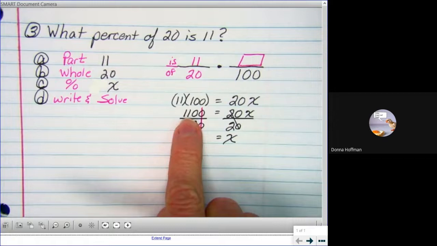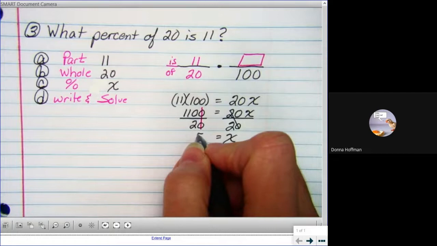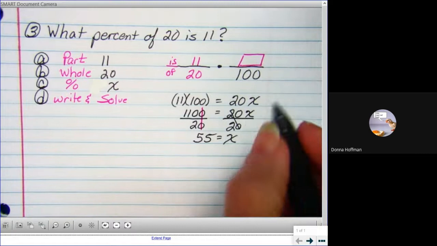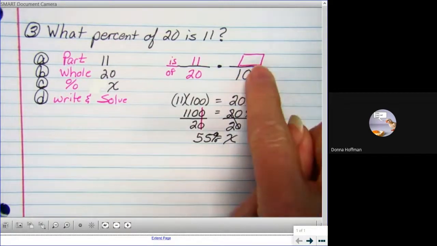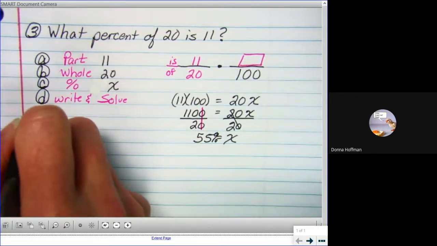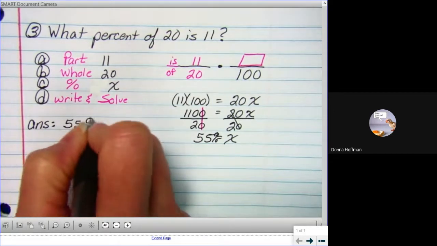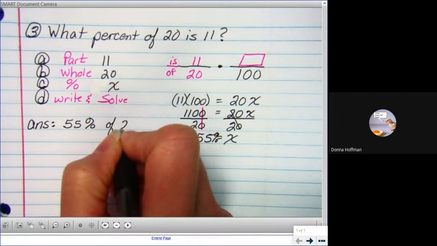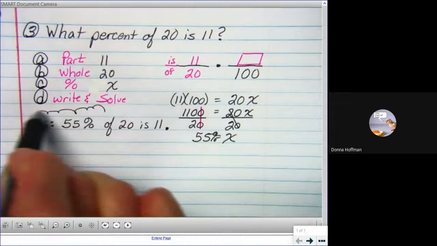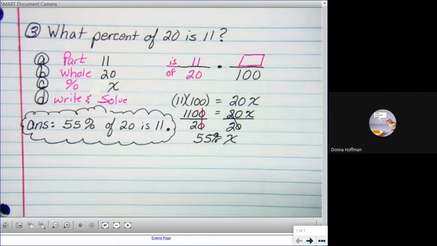So I could ask myself, what's half of 110? Half of 100 is 50. Half of 10 is 5, right? And guess what I have to write? The percent symbol, because am I not looking for percent? I am. 55% of 20 is 11. And that's my answer. And I'm sticking to it. That's your answer.